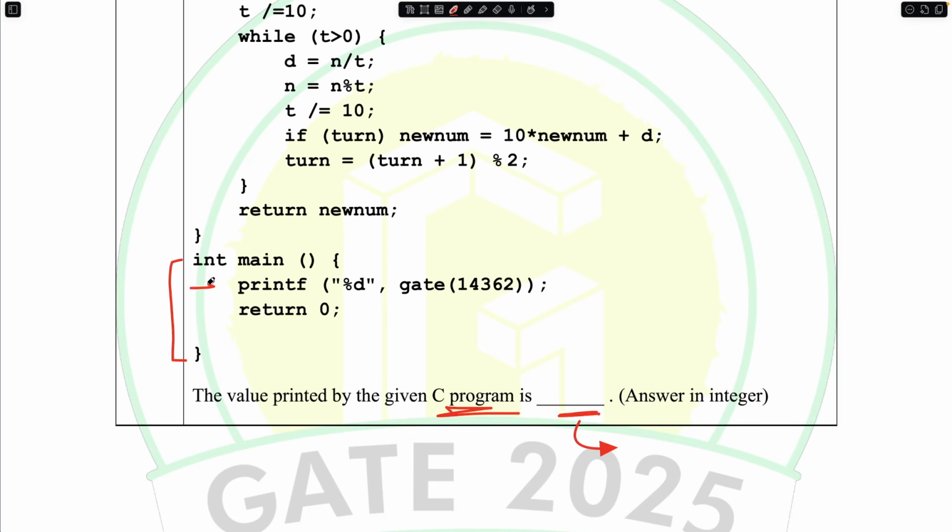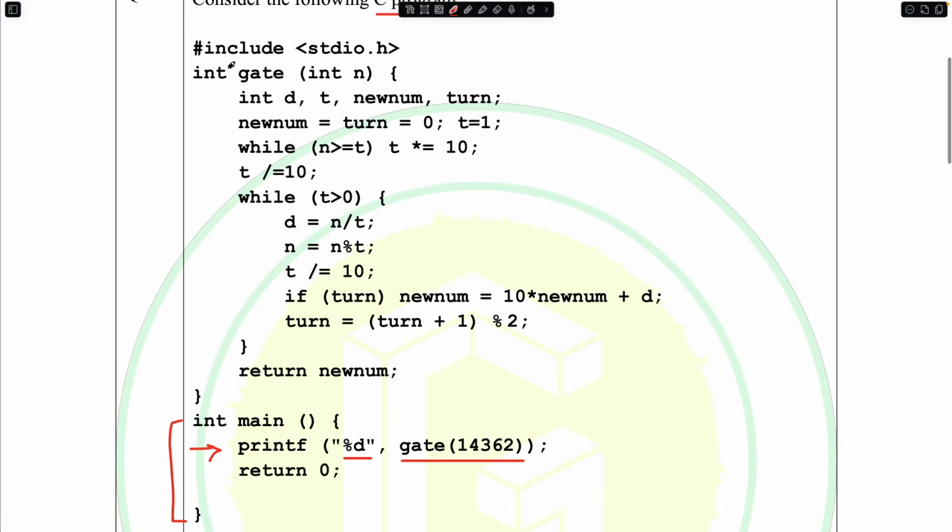There is only one output producing function over here, and that is going to produce an integer type quantity because this format specifier is for an integer, right? And this gate is going to return us the quantity which is going to be printed, right? And this gate function, as you can see, does not have any printf command. It does not have any output producing statements, right? So this is not going to produce any output. Whatever it returns is going to be printed directly because it returns an integer type quantity, right?